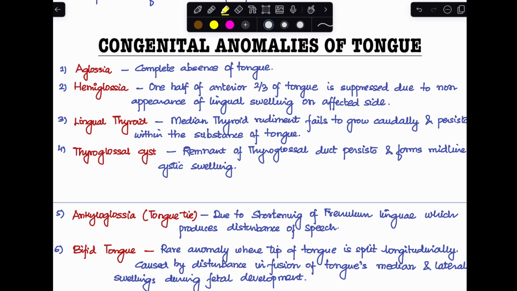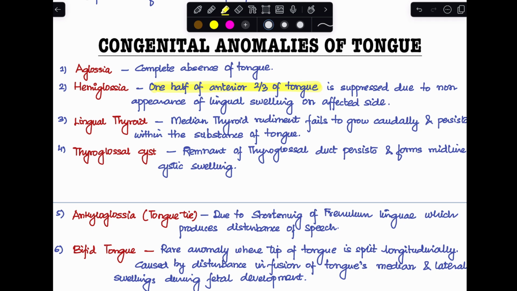Second one is hemiglossia. As the name suggests, hemi meaning half, one half of the anterior 2/3 of the tongue is suppressed. And why does this happen? This happens because of the non-appearance of lingual swelling on that affected side. As a result of which, you'll only have one half of the anterior 2/3 of the tongue.